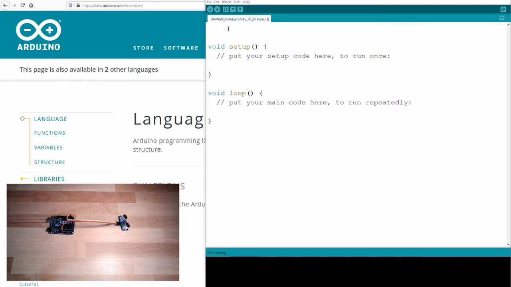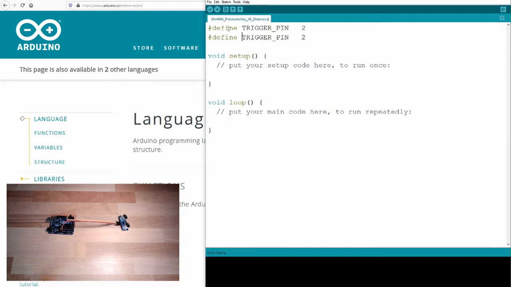I'm again defining my pins. Define the trigger pin. This was pin number 2. And I of course have the echo pin. This was pin number 3.